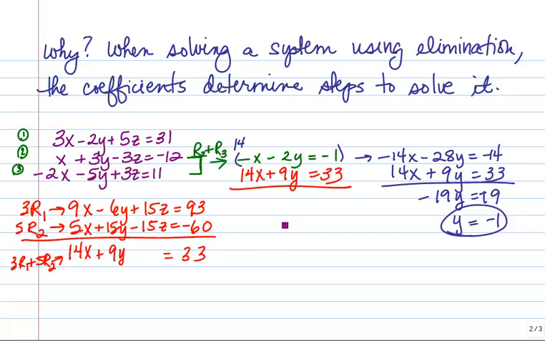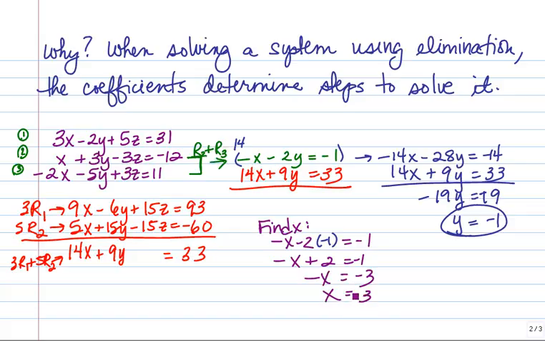So to find x, we would have to plug into one of these equations. We have negative x minus 2 times y. Y is negative 1. And that's equal to negative 1. So we really get a negative x plus 2 equals negative 1. So negative x is equal to negative 3, so therefore x is equal to 3.